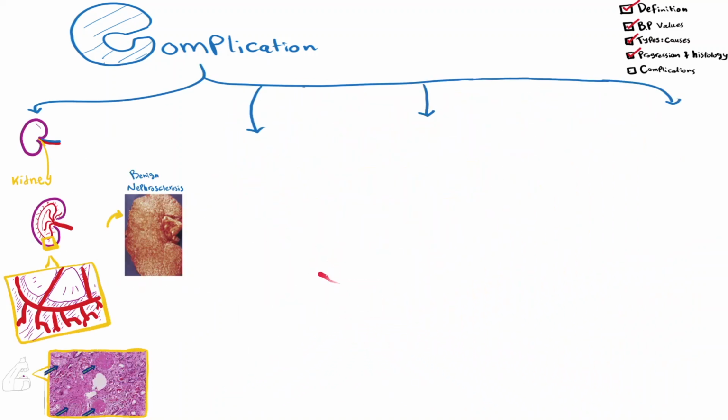That's an outcome of benign hypertension, but malignant hypertension can cause malignant nephrosclerosis, and that has a flea-bitten appearance. It's quite iconic of malignant nephrosclerosis.